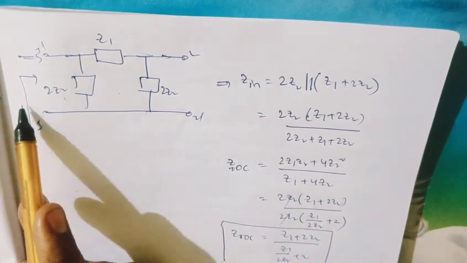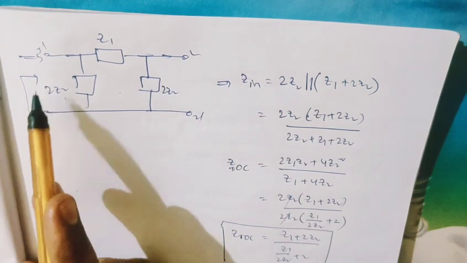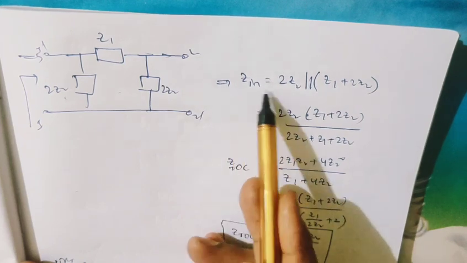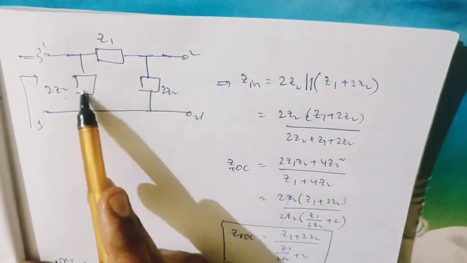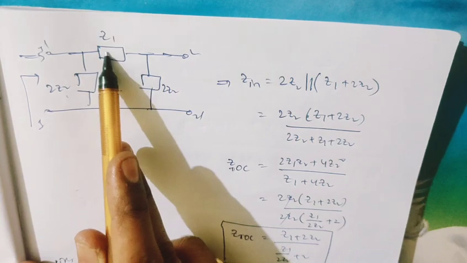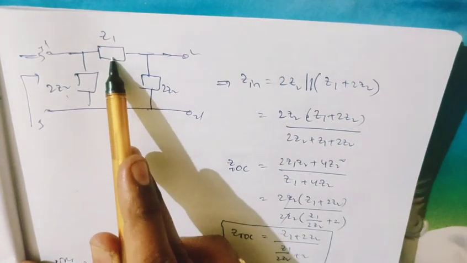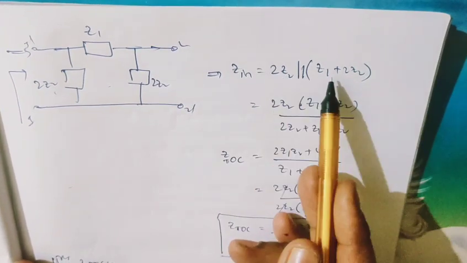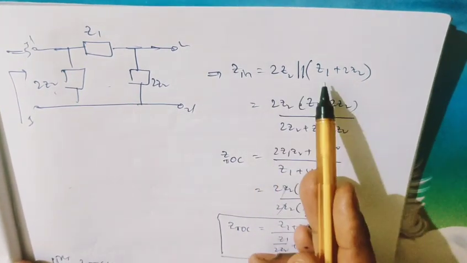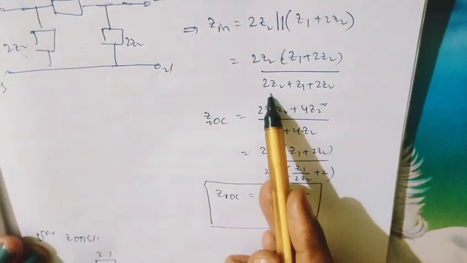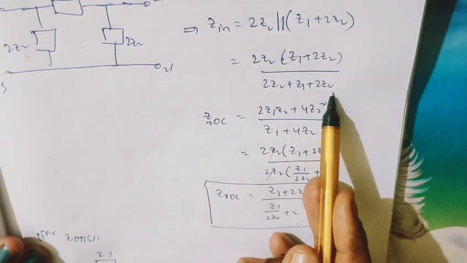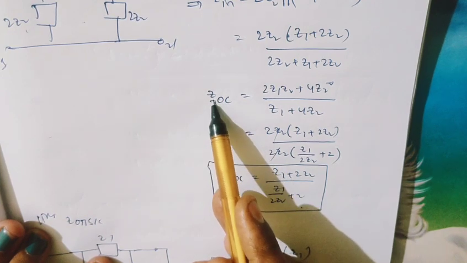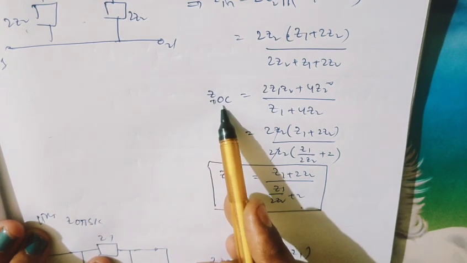At port 1-1 dash, let us assume the input impedance presented across this port is Z input, and that should be equal to 2Z2 in parallel with Z1. Again this Z1 is in series with the 2Z2. Upon solving this parallel combination, we will get 2Z2 into Z1 plus 2Z2 by 2Z2 plus Z1 plus 2Z2. This is nothing but the total input characteristic impedance of the open circuited section.